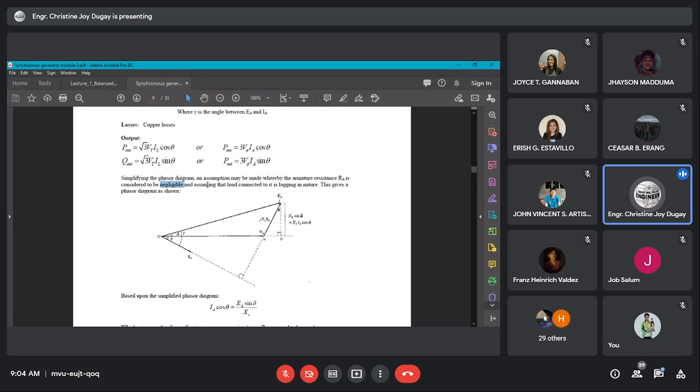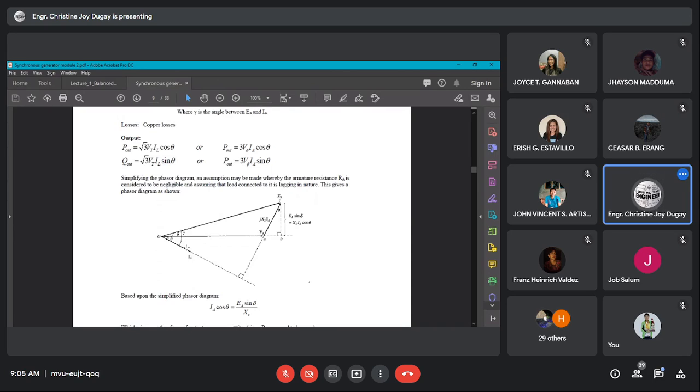So if this gives, this is the phasor diagram. This is the EA and IA, that is the gamma, the angle between EA and IA. And then we have there now the theta. This is our theta. It comes from the difference between IA and V phase. That is our theta.